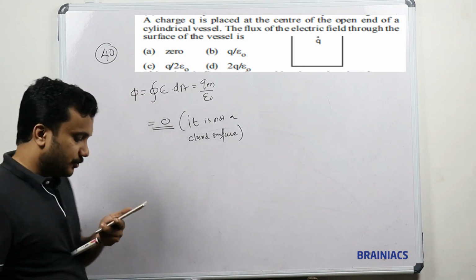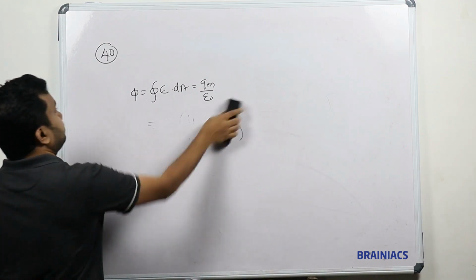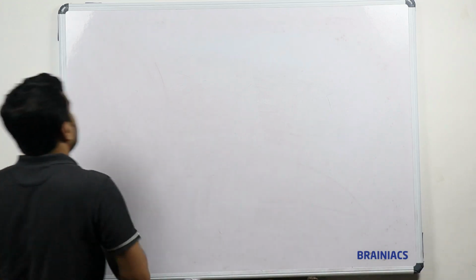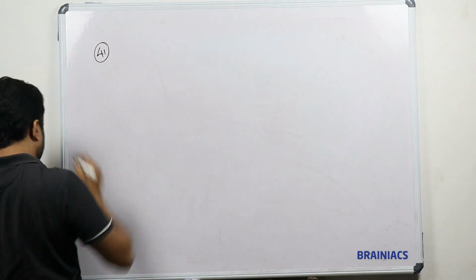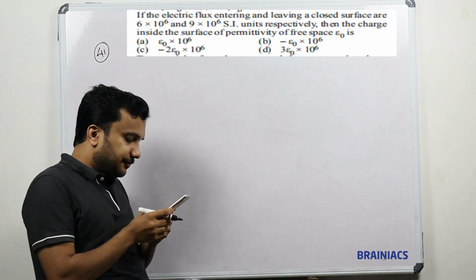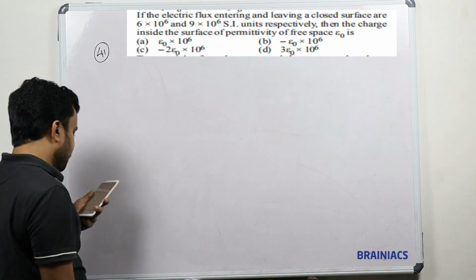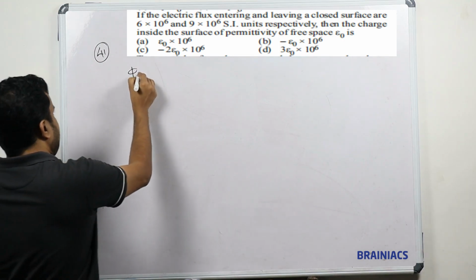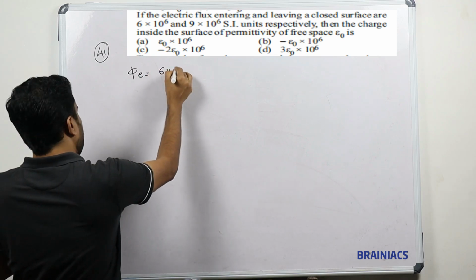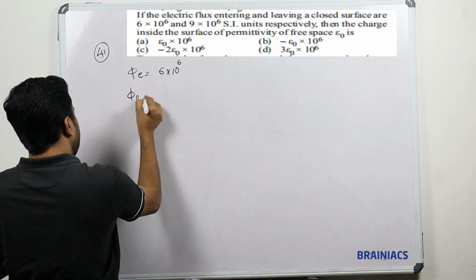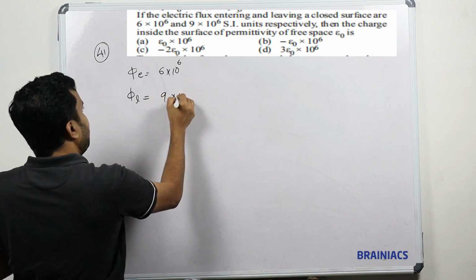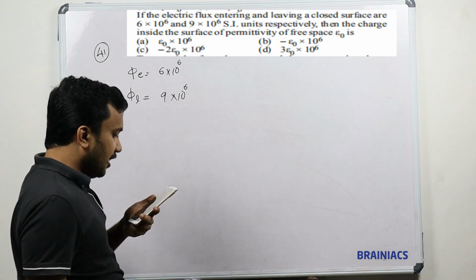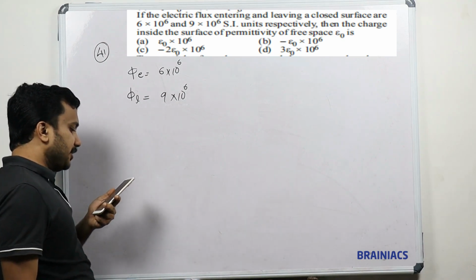We'll go to the next question, question number 41. If the electric flux entering the surface is equal to 6 into 10 power 6, and the electric flux leaving the surface is equal to 9 into 10 power 6, then find the charge inside the surface, given the permittivity of free space.